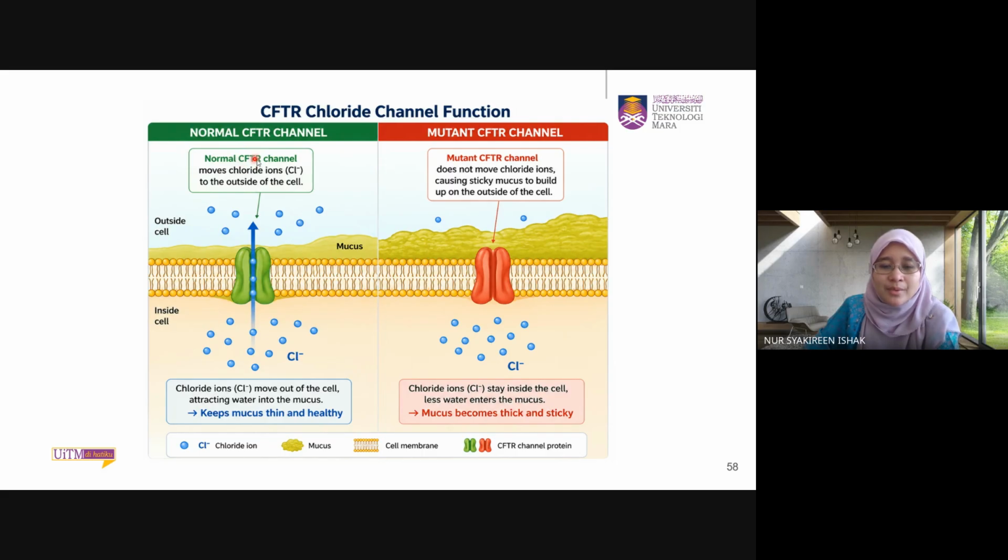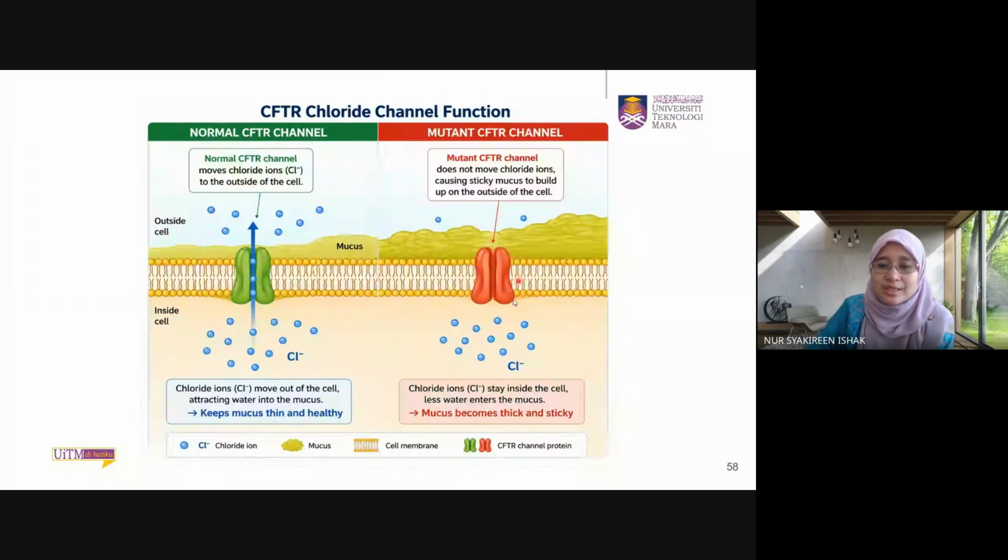Look up what this abbreviation stands for, CFTR. So the normal CFTR channel, or if you don't want to remember the name, just chloride ion channel, that's all. So this is the normal channel. The chloride ion moves out of the cell, attracts water to the mucus, and keeps the mucus thin and healthy.